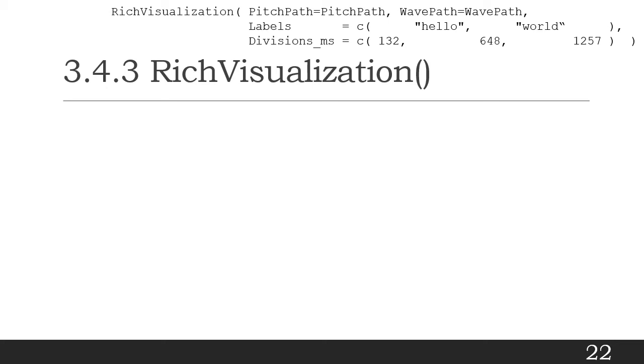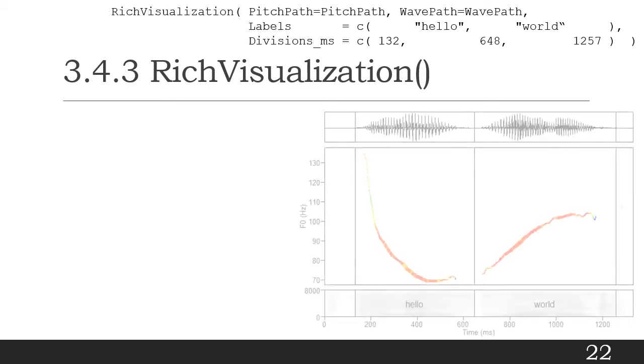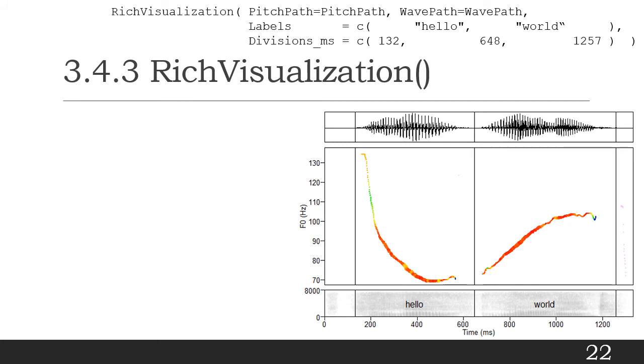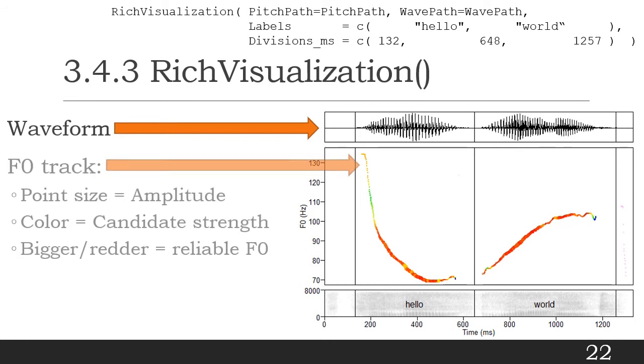To get these millisecond divisions, you can do the analysis in Praat and then bring it into R, or you can just use locator like we talked about a few slides ago. If you run rich visualization, then it will create a plot that looks like this. On the top, we have the waveform. This is derived from the wave path. In the middle, we have the F0 track.